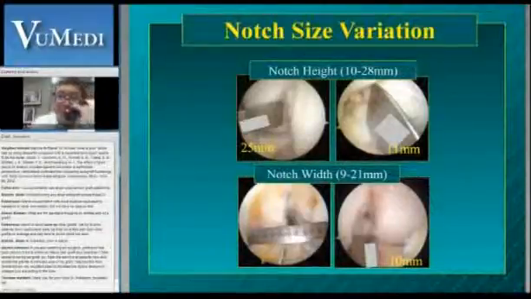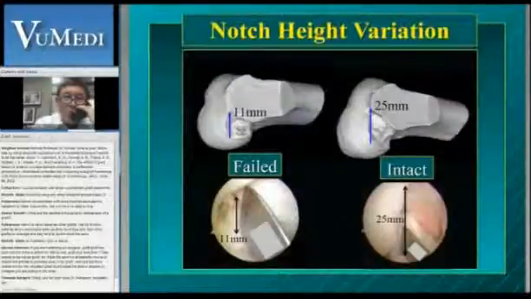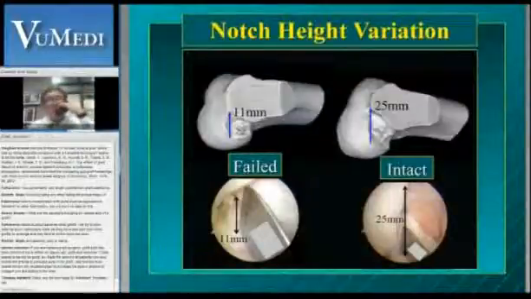On the left side is a 10 BTB, failed 2 times, done by very good surgeons. Because the notch is only 11 millimeters high, the graft in this case should be either very oval shape, maybe hamstring type, 5 or 6 millimeters over the top.